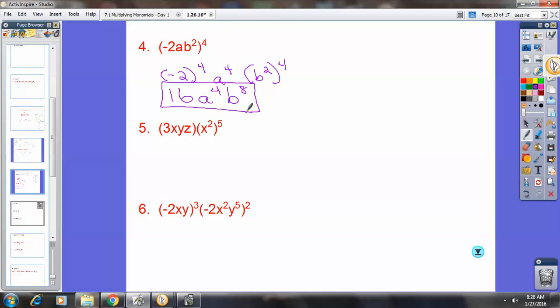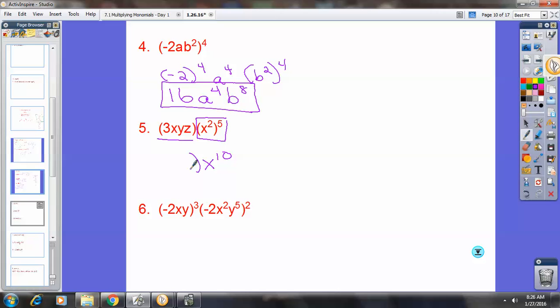Look at example 5. In example 5, start with parentheses. Is there anything to do to the first parenthesis? Not inside. Okay, let's go to the second parenthesis. Is there anything inside the second parenthesis? No, but we do have an exponent, don't we? So let's jump to exponents. I'm going to worry about that here, and only that x squared is being taken to the 5th power. So what is x squared to the 5th power? X to the 10th. 2 times 5 is 10.